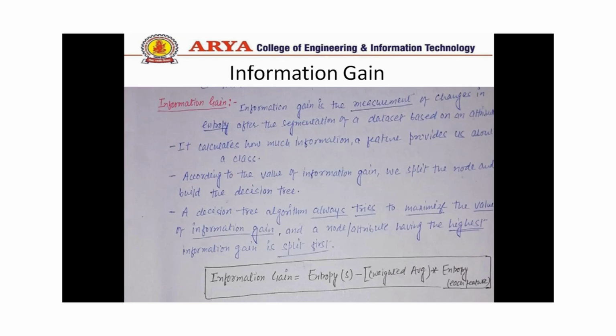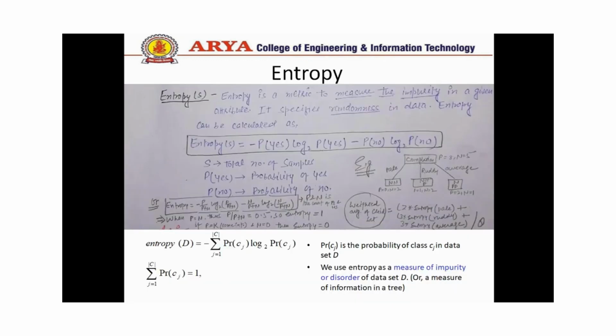So we can calculate information gain by the formula, that is entropy of S minus weighted average into entropy of each feature. So we calculate entropy, then we calculate weighted average information, and we multiply this by entropy of each feature, and we get information gain. So here entropy, that is the first required entity.